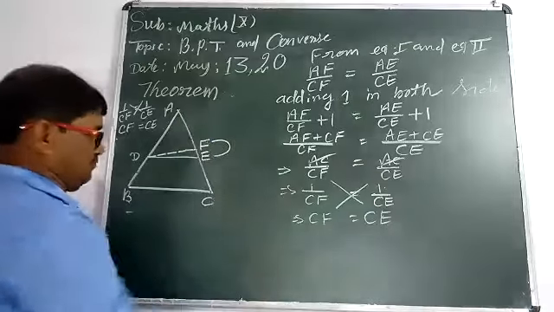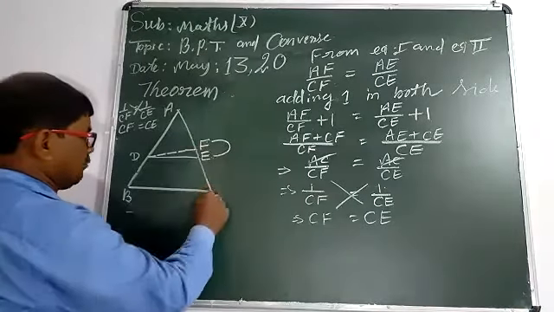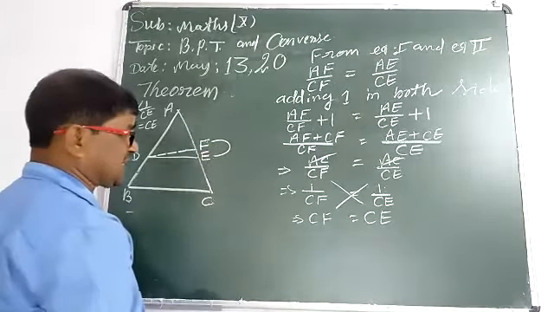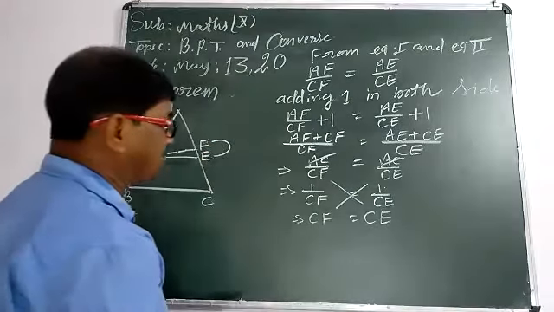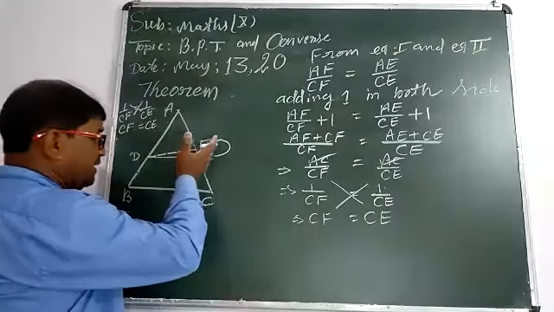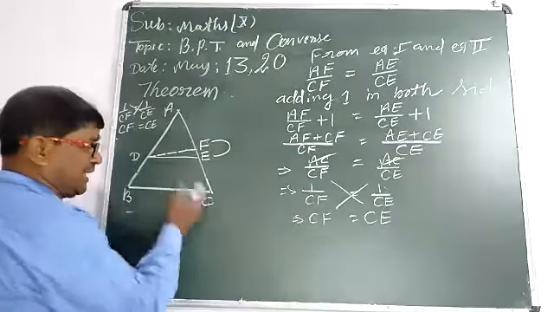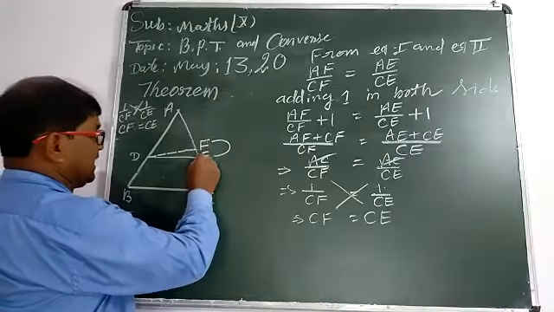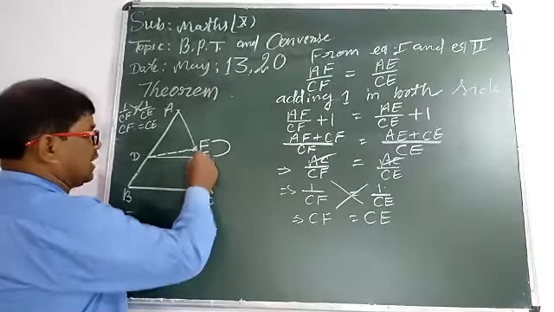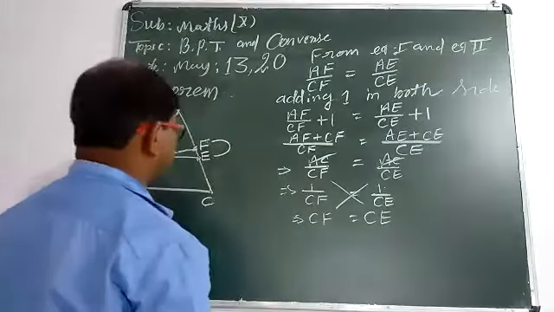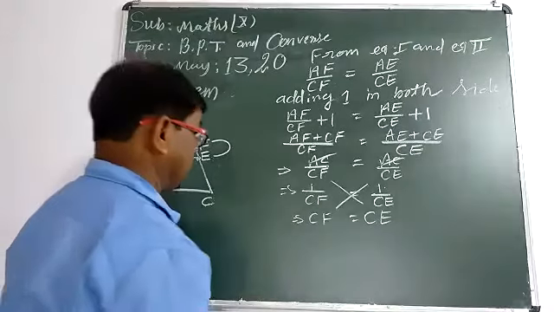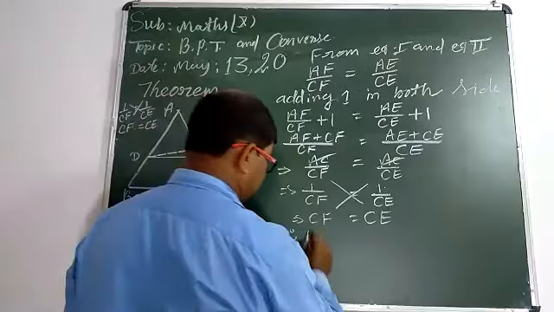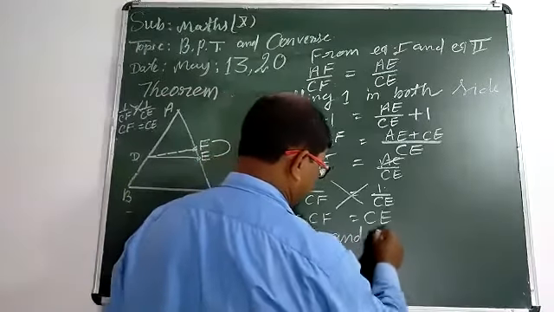Now go to the diagram. CF equal to CE. I am repeating this again and again for a special purpose. Try to get it in your brain. The diagram is given here. CF equal to CE. It means E and F coincide.